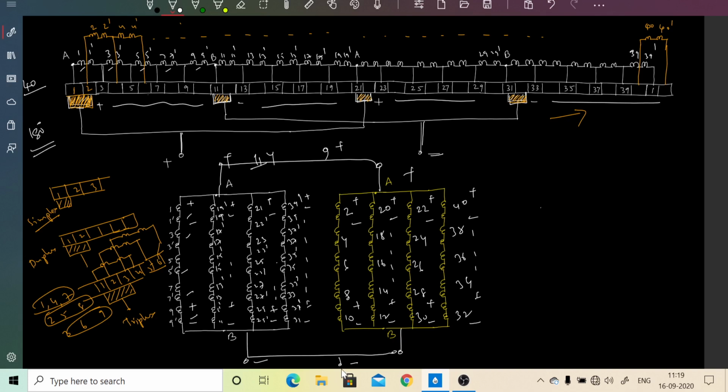So altogether we have 8 parallel paths between plus and minus, 1, 2, 3, 4, 5, 6, 7, 8. 8 parallel paths are there, and each parallel path will have 5 coils. Okay. So this is about the duplex fractional pitch winding, and also we have many coil sides in one slot example.